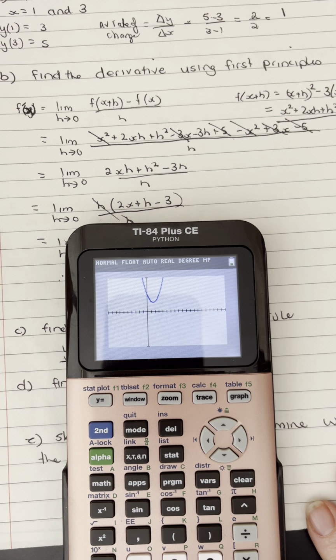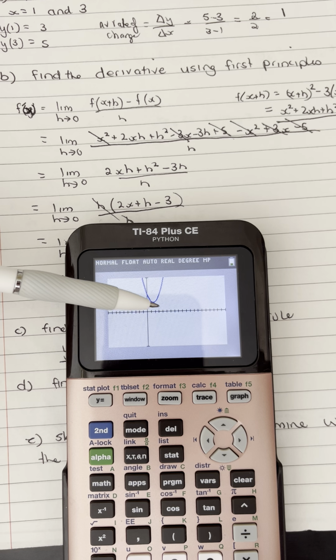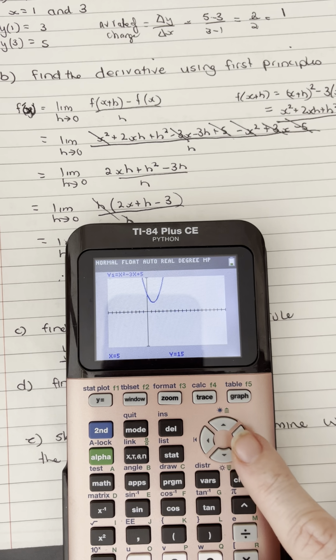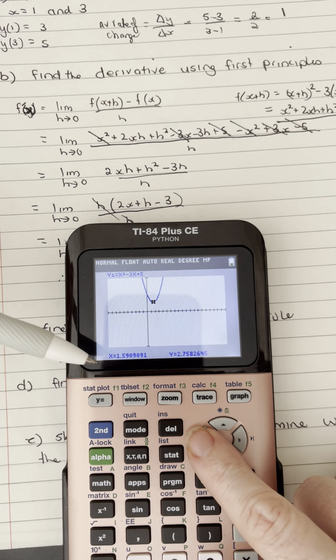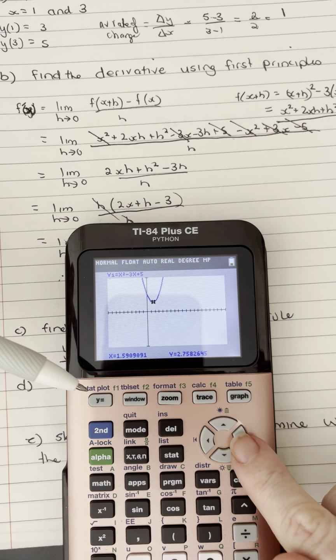We haven't got onto that yet in class, that part of the content, but we do know that a turning point is a stationary point. We know that the gradient is 0 at that point. So we've got a negative gradient here and a positive gradient here. So I want to know where that turning point is. So I've got my trace on. I think I'm just going the wrong way with it. Here it comes. And I've got that is at about 1.6.